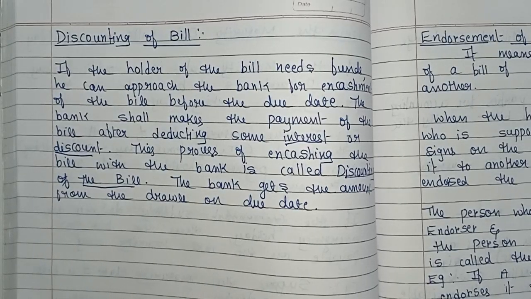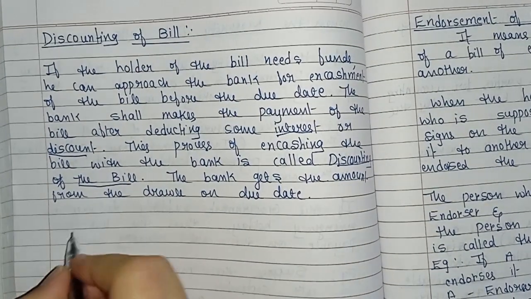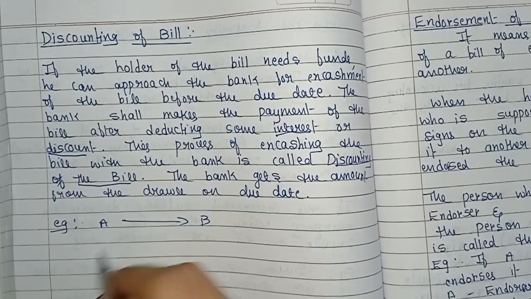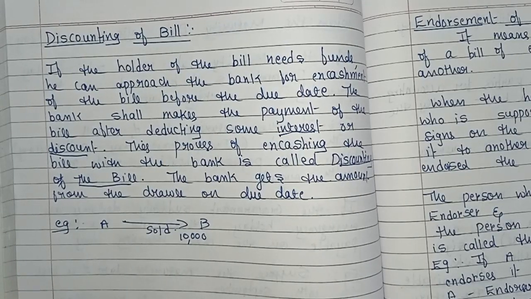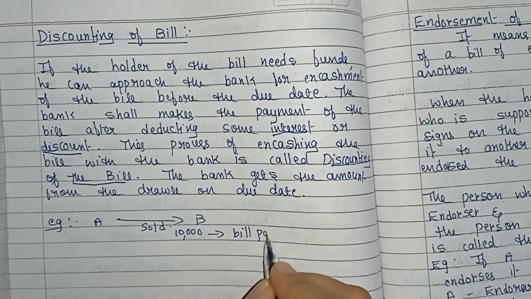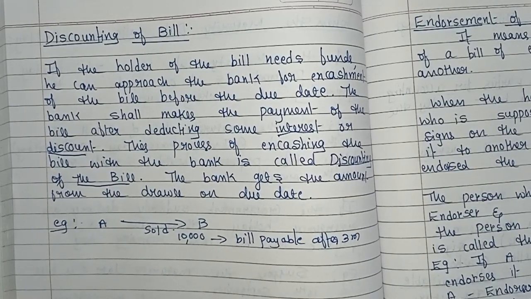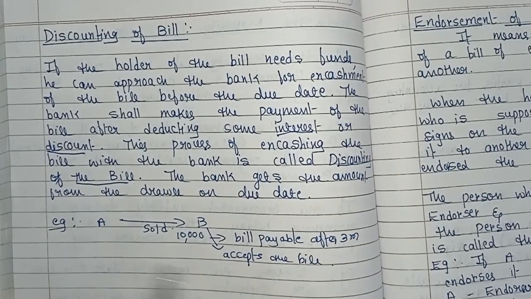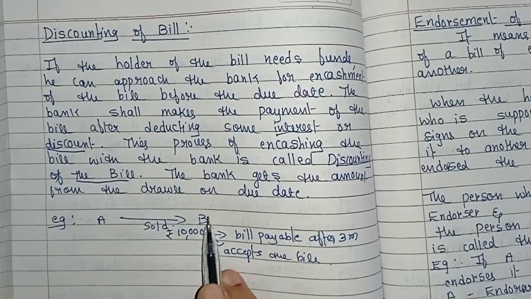Here I will explain through one example. Suppose A sold goods to B for rupees 10,000 and drew a bill payable after 3 months, and B accepts the bill.